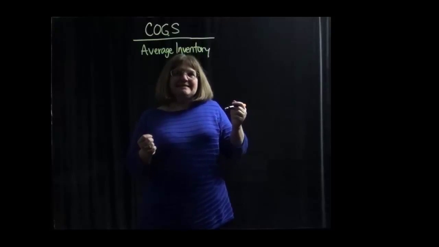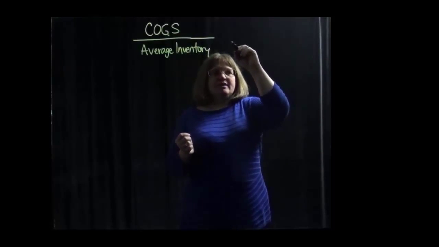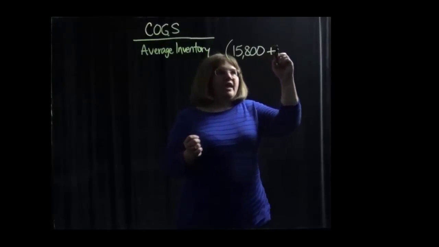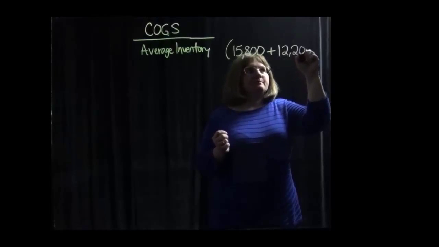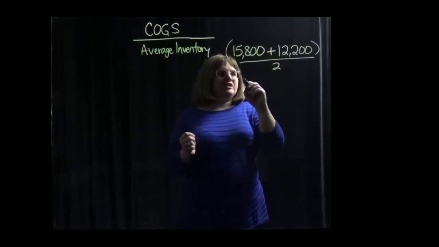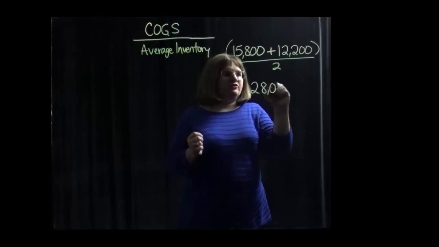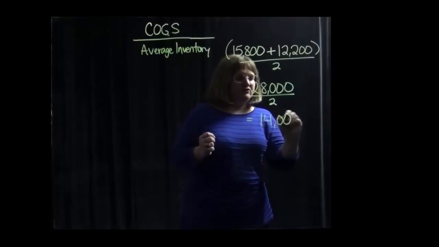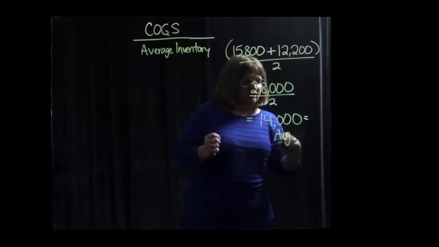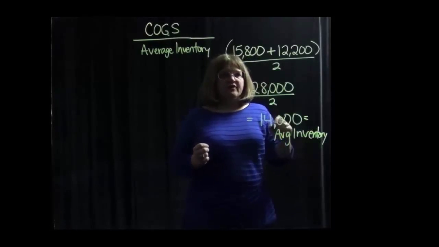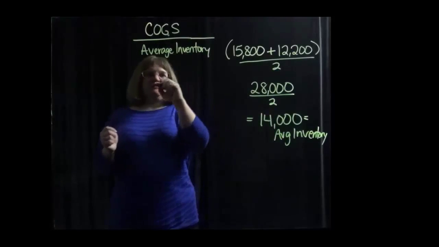In this case, average inventory is going to be the beginning balance of $15,800 plus the ending balance of $12,200 divided by 2. And so if we add $15,800 plus $12,200, we have $28,000. And then if we divide that by 2, that gives us $14,000 as our average inventory for this company. So that's the number that we're going to use on the denominator over here.